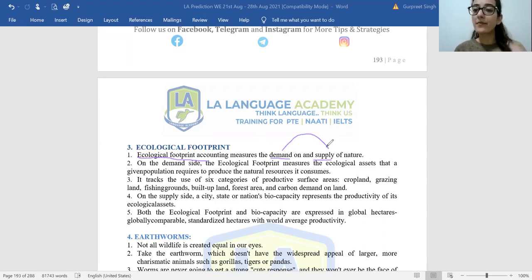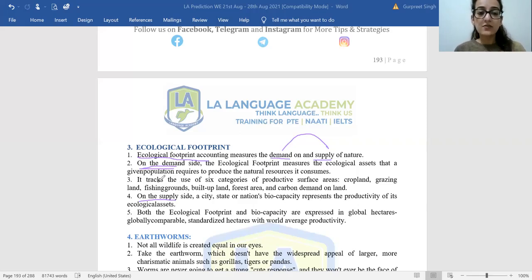Then we'll pick them up one by one, saying on the demand side, the ecological footprint measures the ecological assets that a given population requires to reduce the natural resources it consumes. So again, it's not important to understand what the demand side means. First we see that we have both demand and supply, and we have sentences in which we say on the demand side, on the supply side. So that should be our first sentence having both the elements. Then demand is written first, so first it will be explained. That's the writing style that we commonly follow. So on the demand side, this happens.